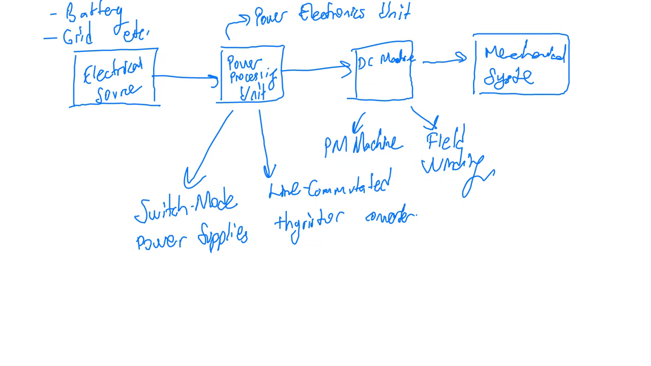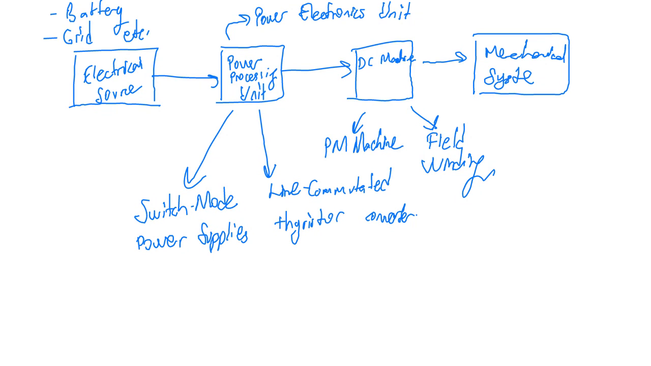Here you can see there are two designs of the DC machine, with stators consisting of either permanent magnets or a field winding. The power processing units can also be classified into two categories: switch mode power supplies, which operate at a high switching frequency, as we'll discuss in the third year of your education in the power electronics lecture, or line commutated thyristor converters, which you will see two years later in the power electronics lecture.